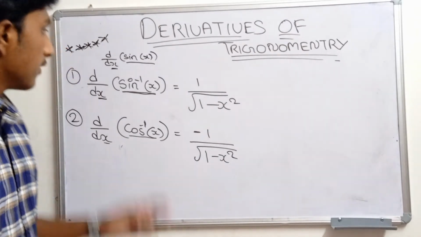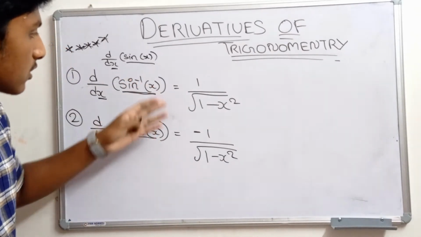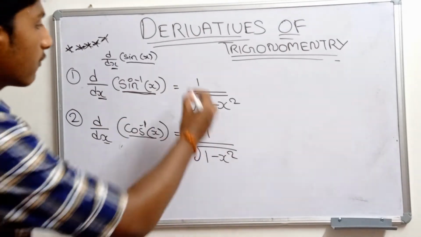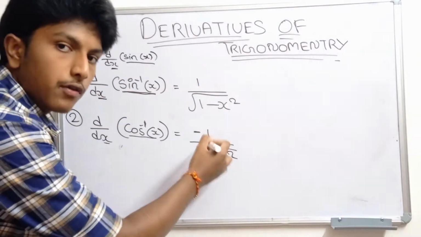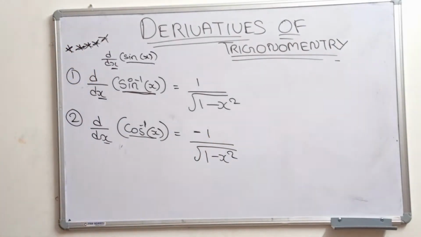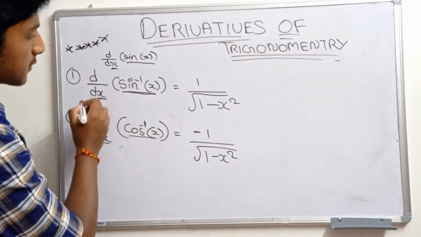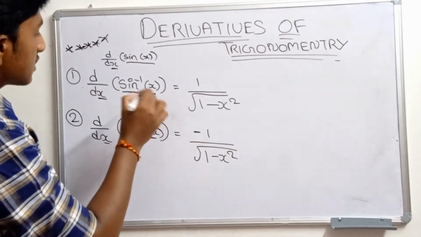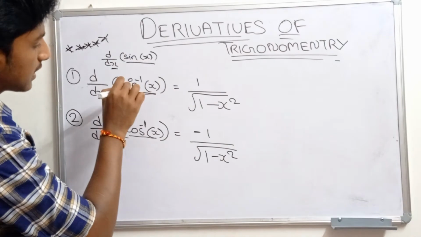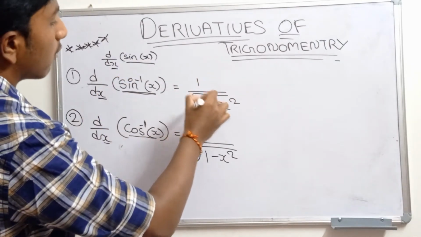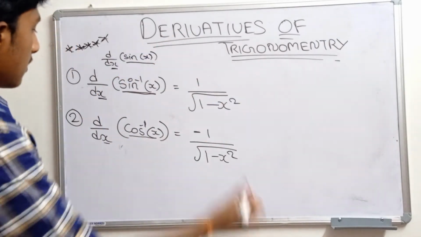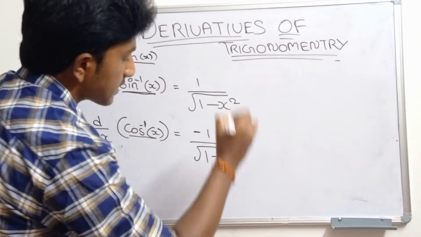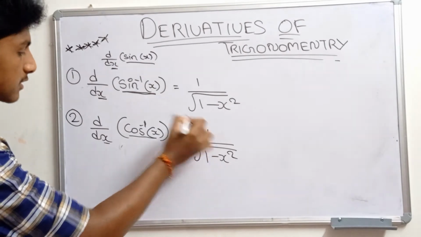Guys, is it clear? For sine inverse x and cos inverse x, the formulas are same, but we are just changing the sign. Here we go for positive, here we are going for negative. When you differentiate sine inverse x, you get 1 by root over 1 minus x square. When you differentiate cos inverse x, you get minus 1 by root over 1 minus x square. Just you are having this minus sign.